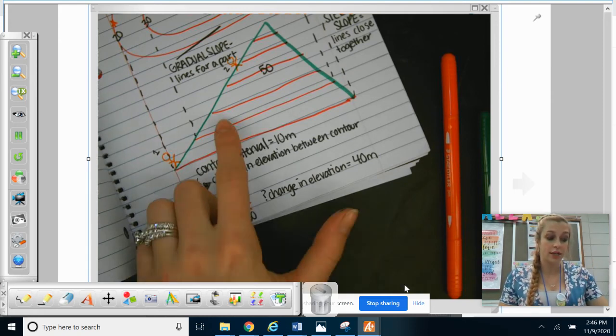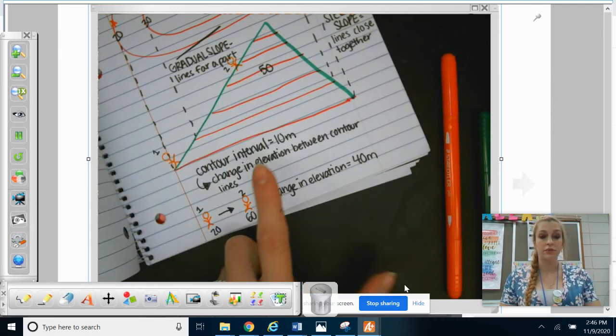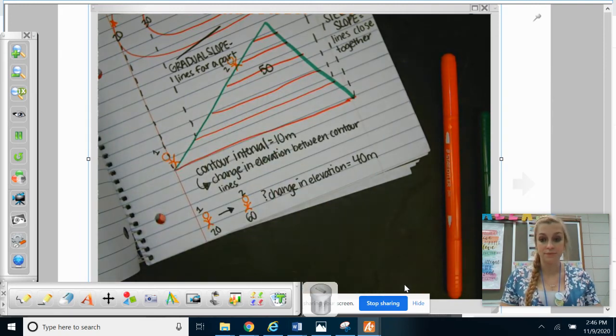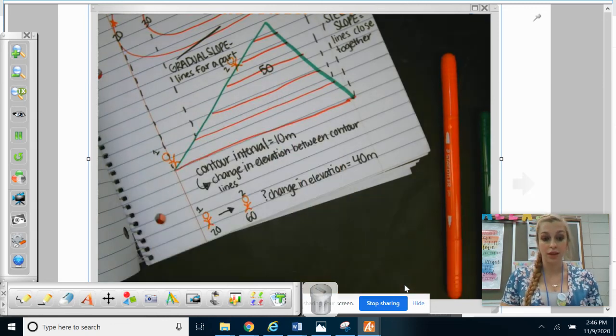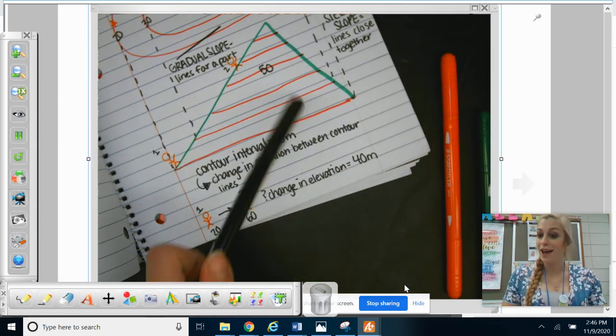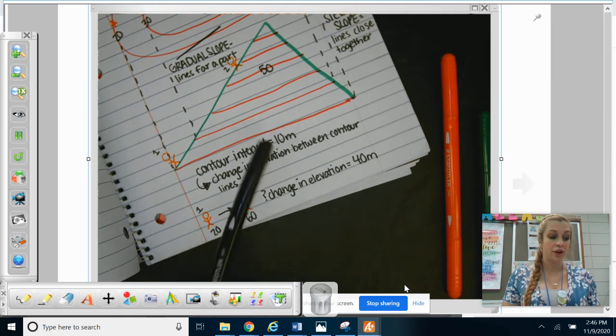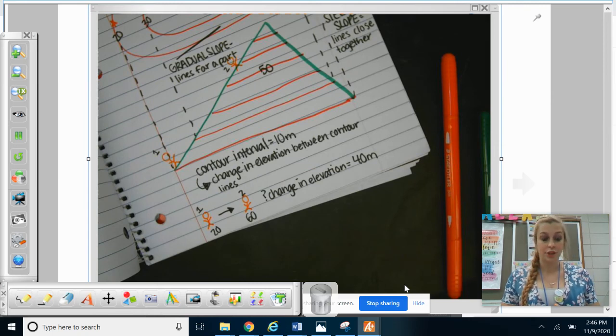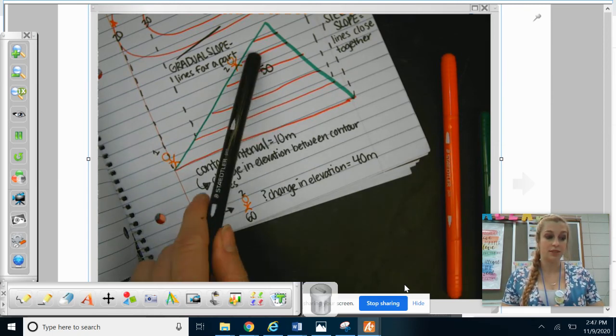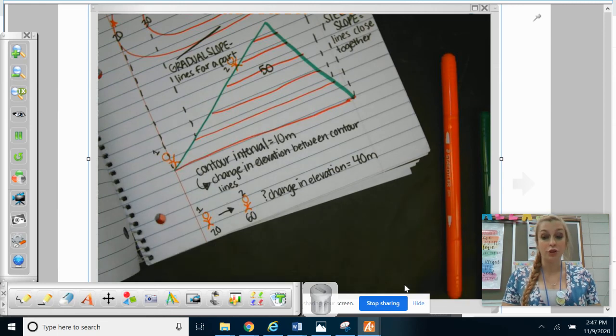I know that each line is 10 meters. Your contour interval will not always be 10 meters. It could be 50. It could be 2. It could be 200. You have to look at the map and read that, because they're only going to give you one line labeled, but that's okay. You can count every other line. So if you can count by 10, you could answer any question about this map. And you have a calculator. You could do 50 plus 10, 50 minus 10. You can answer any topographic map question.